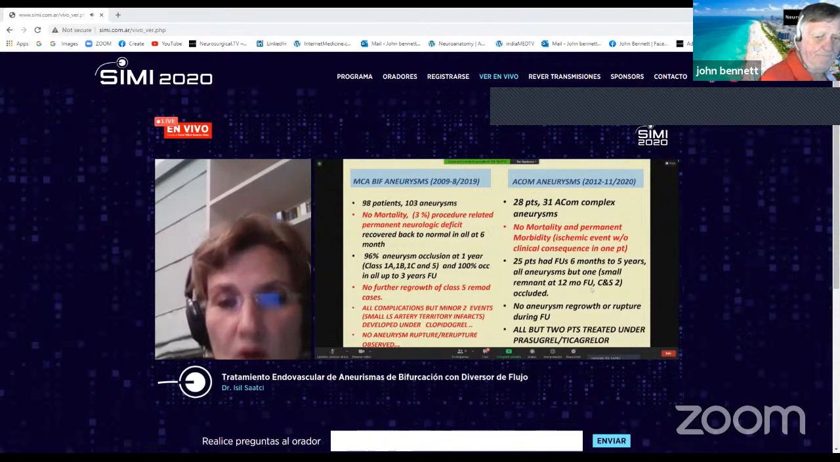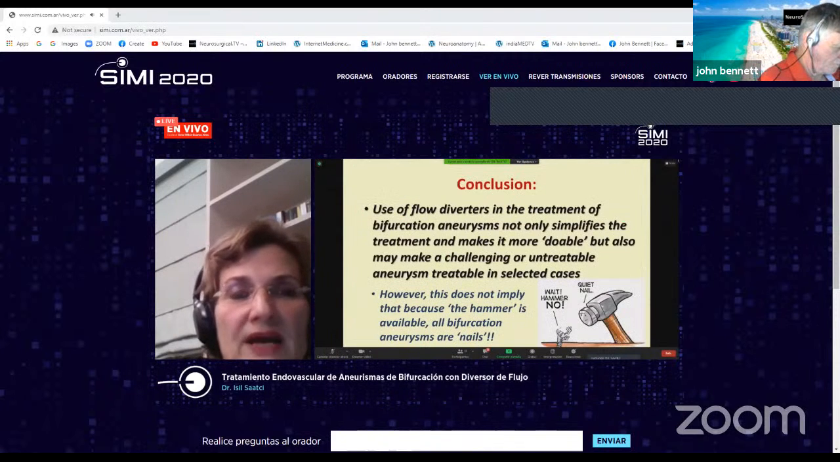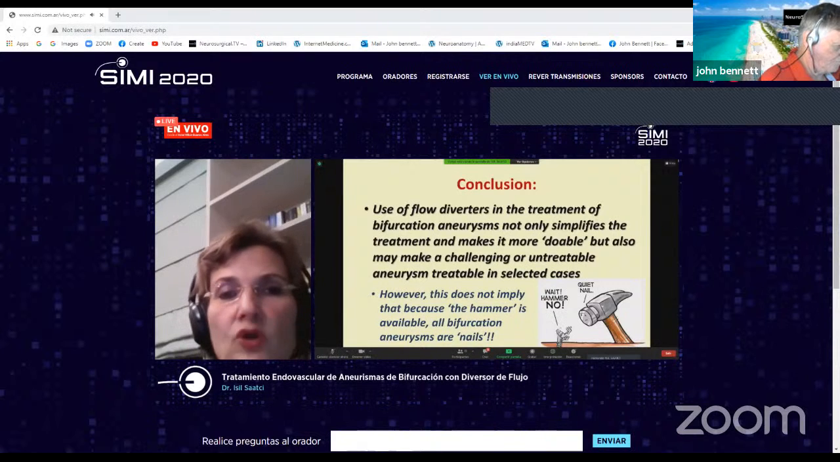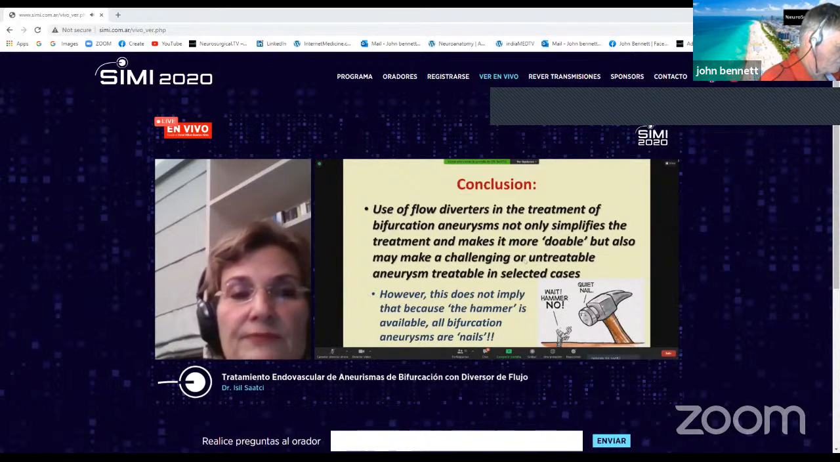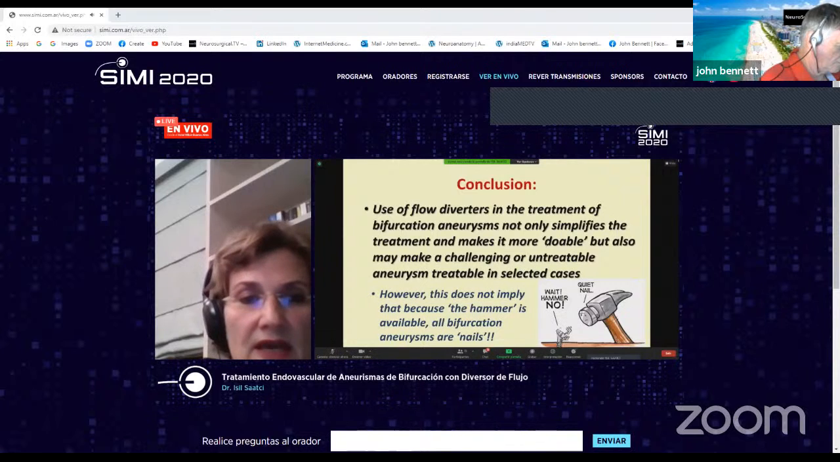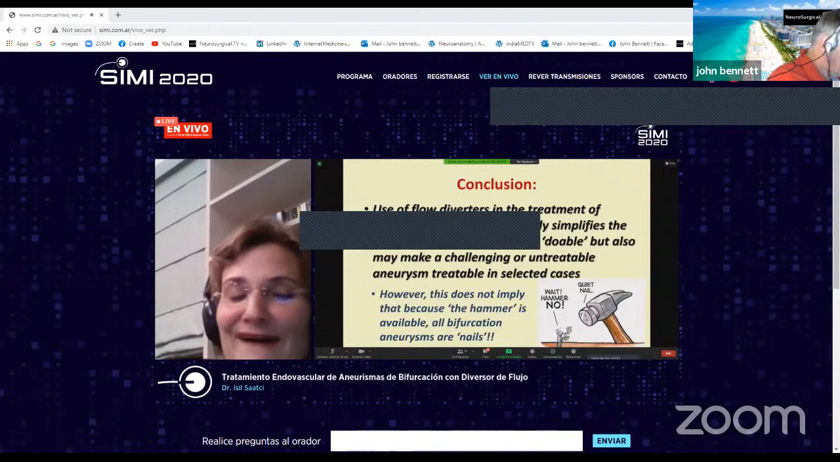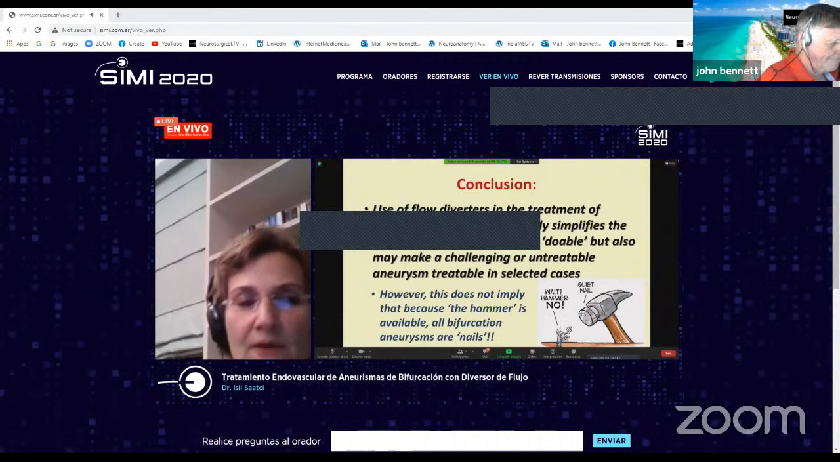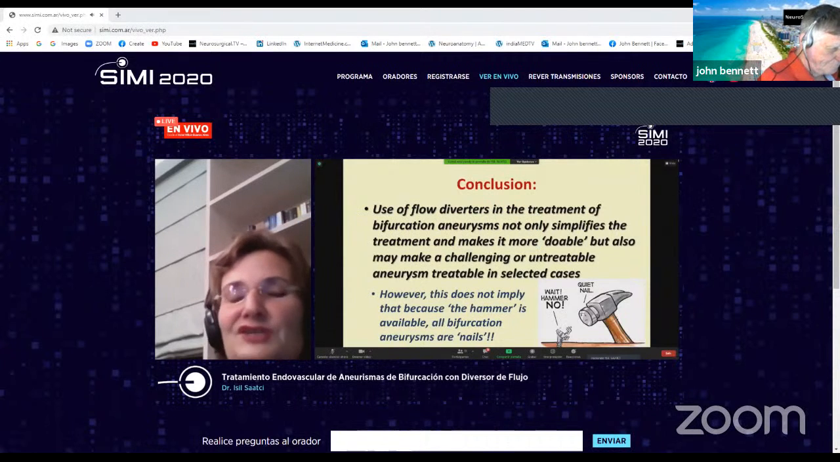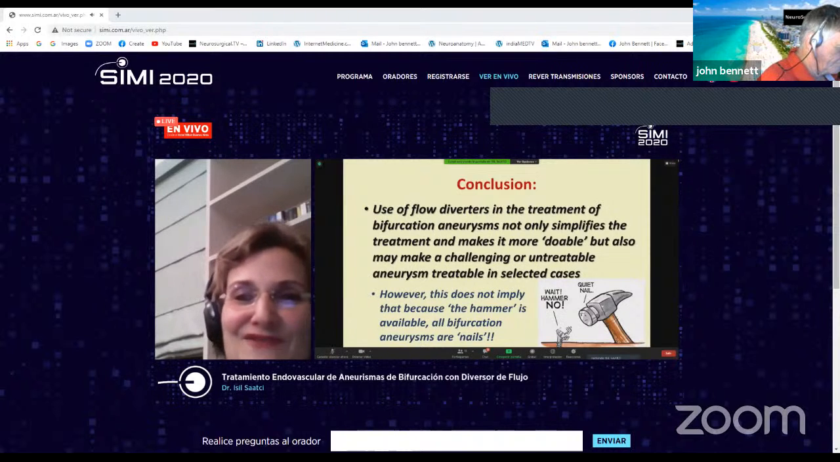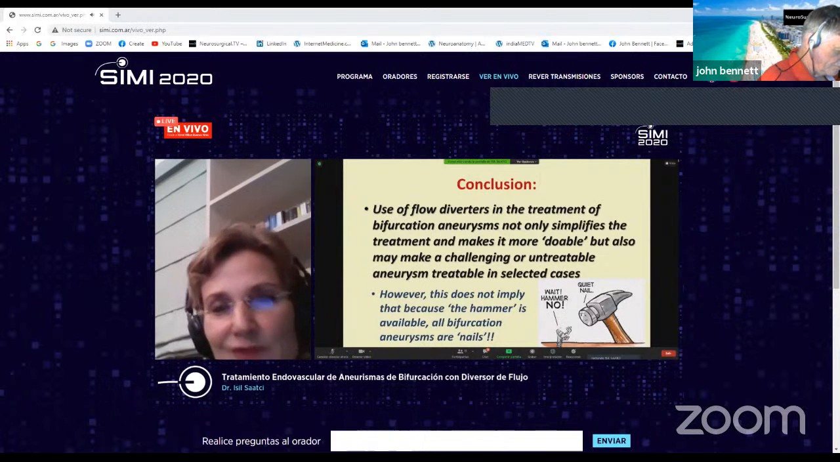4% are all occluded. My conclusion is that the use of flow diverters in the treatment of bifurcation aneurysms not only simplifies the treatment and makes it more doable, but also may make a challenging or untreatable aneurysm treatable in selected cases. However, this does not imply that because we have the hammer available, all bifurcation aneurysms are nails. Thank you for your attention, and I hope it was beneficial.